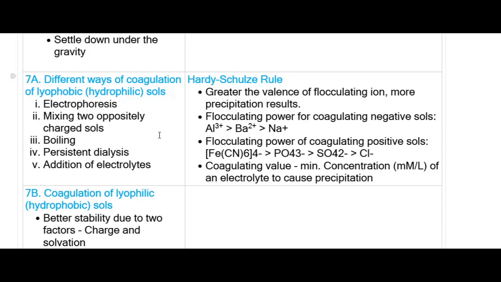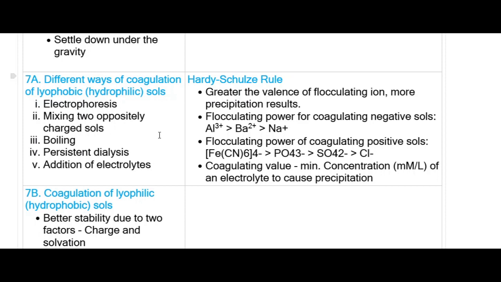Now let me take this point: addition of electrolyte. When we add electrolyte, coagulation takes place. This is known as the Hardy-Schulze rule. That is, the greater the valency of the flocculating ion, the more the precipitation. The flocculating power for coagulating negative sols is in the order Al3+, Ba2+, Na+. Means Al3+ is greater than Ba2+, and that is greater than Na+.